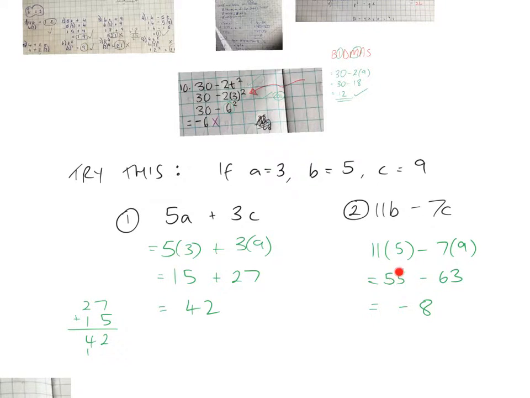The way I did that was 55 take away 55 would have been 0. And I knew from 55 to 63, I counted. I said, well, 56, 57, 58, and so on, all the way up to 63 was 8. So it told me it should be minus 8.